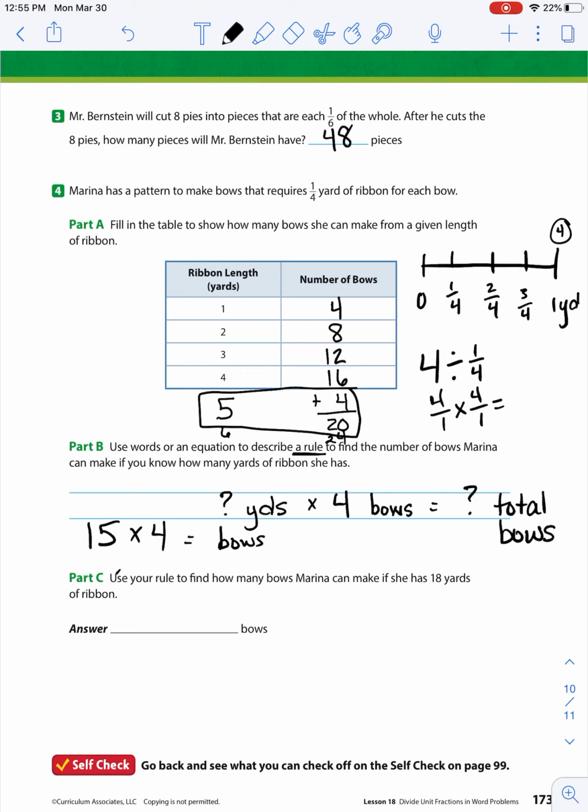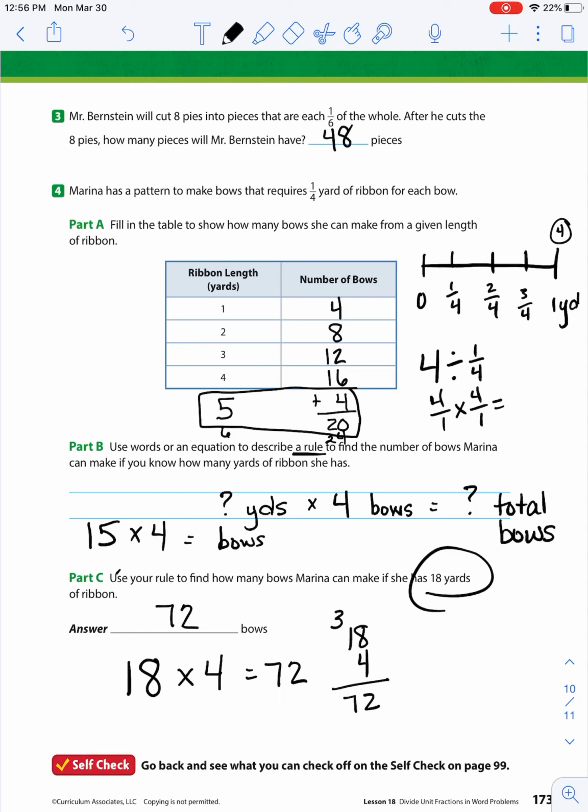All right. Oh, look at this. You're going to use the rule that you just made to find out how many she could make if she had 18 yards. So if she has 18 yards, what can you do there? How many bows can she make? 18 yards times 4 bows per yard means that she can make 72 bows.